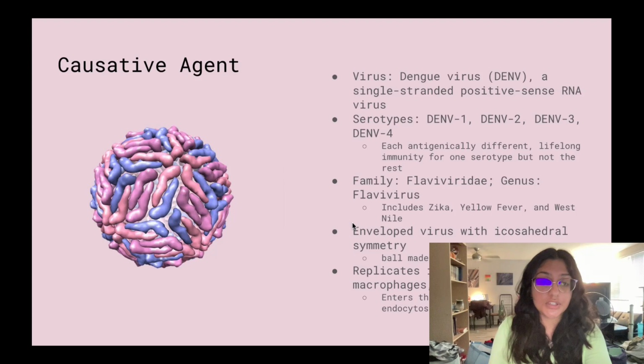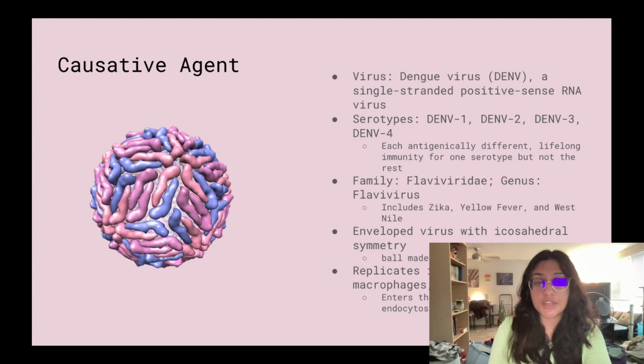So, the causative agent of dengue fever is the dengue virus, abbreviated as DENV. This virus is a single stranded positive sense RNA virus, meaning its genetic material is RNA, and once it gets inside the body's cells, it can start making copies of itself right away.